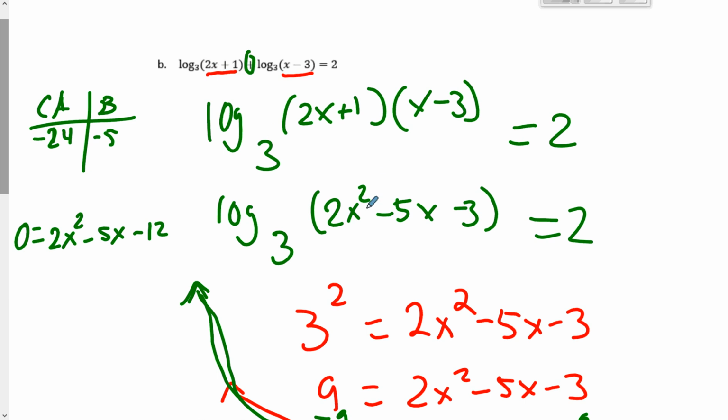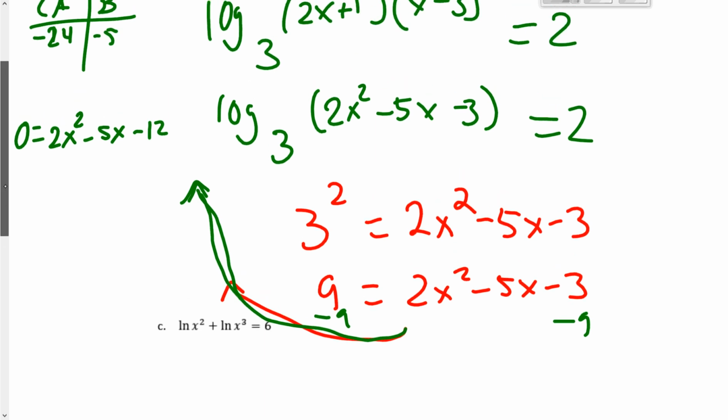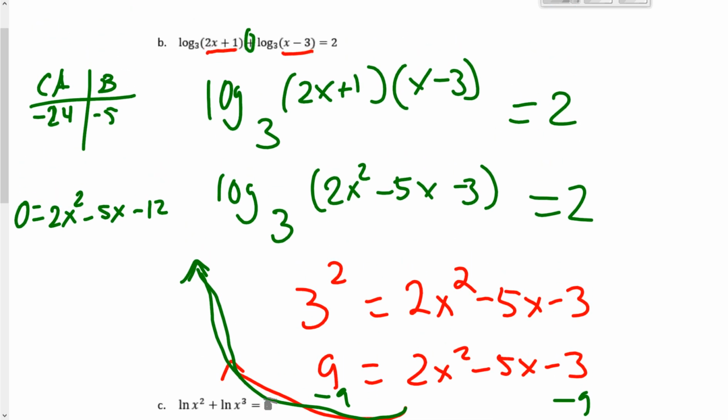You're going to have to FOIL that out, and you get a quadratic, and then you can switch to exponential. And then we go ahead and simplify. We get 9. Then we're going to subtract both sides. So we get this quadratic, 2x squared minus 5x minus 12. You can try cab on it.